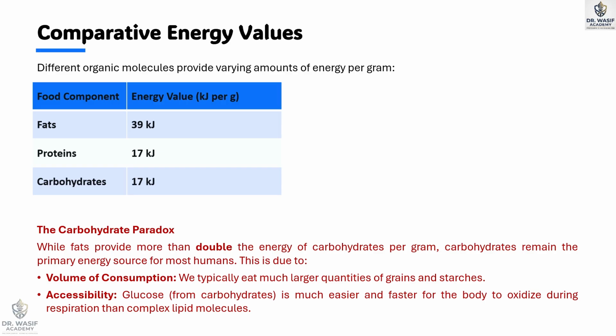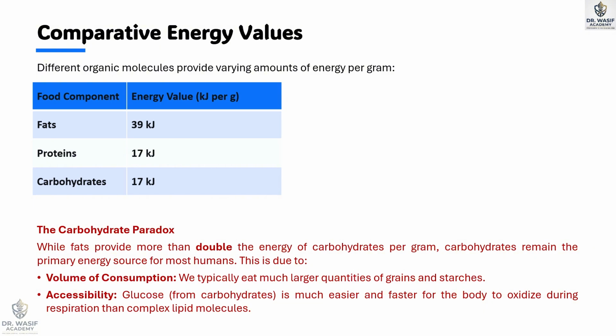Looking at this data, it reveals a fascinating biological contradiction that we call the carbohydrate paradox. If fats provide more than double the energy of carbohydrates, that is, gram for gram, why are carbohydrates the primary non-negotiable energy source for the vast majority of humans on Earth? Why don't we just derive all our energy from fats? It comes down to two highly efficient biological reasons.